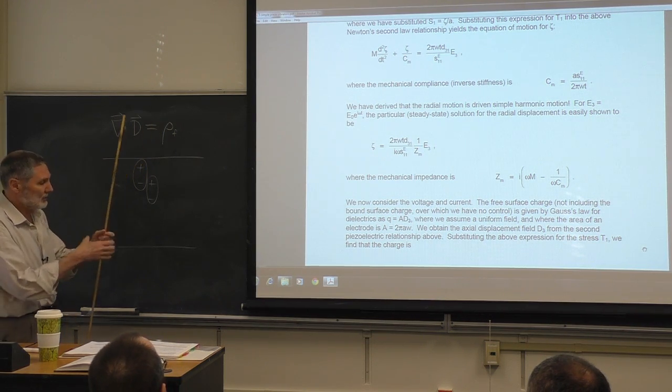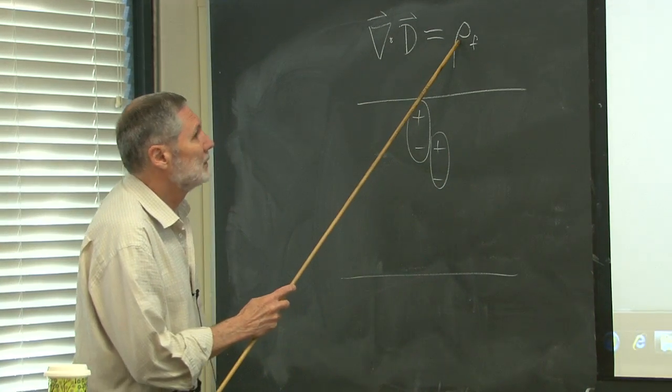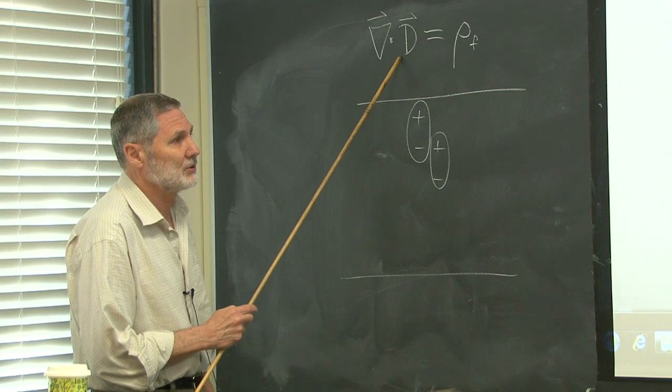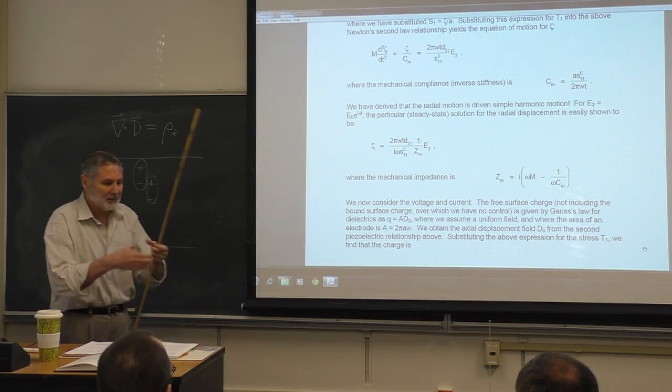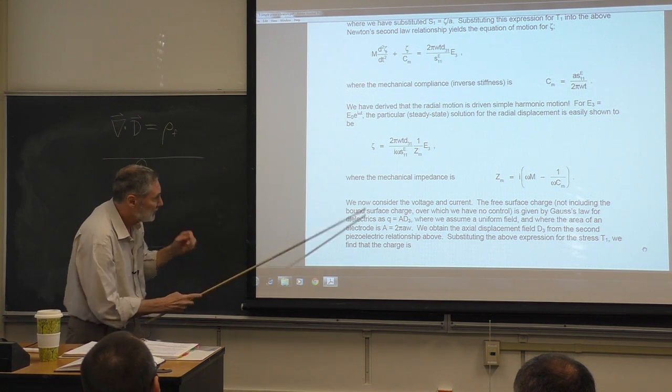On the right-hand side of the equation, when you integrate over that pill box, you're just going to get the charge. That's going to give you the free charge. And when you integrate this, this is just going to be D3 times the area of the pill box. So we end up with this real simple relationship right here.